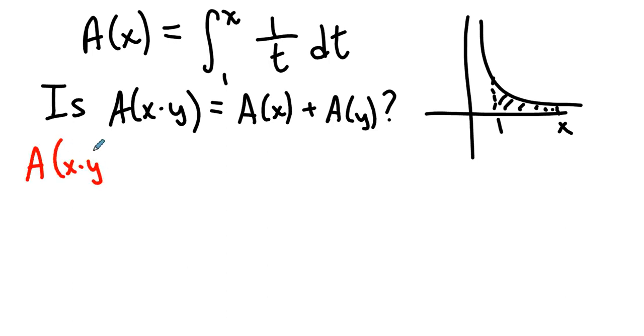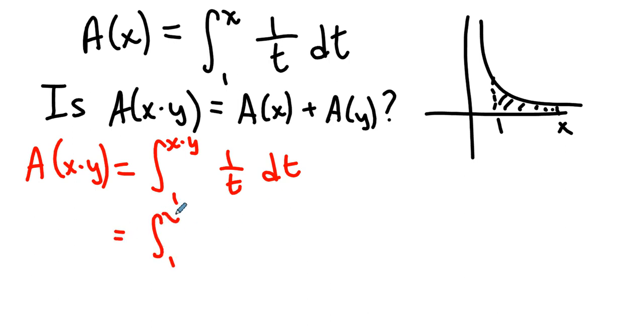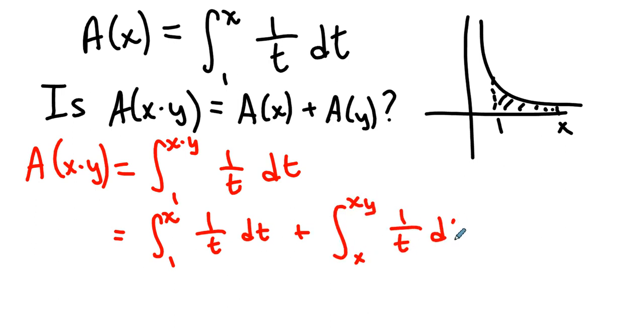What's a of x times y? It's the integral from 1 to x times y of 1 over t dt, right? But what's this? Well, this is the integral from 1 to x of 1 over t dt plus the integral from x to x times y of 1 over t dt. I mean, that's a property of integrals we know. Integral from here to there, integral from there to the other is integral from here to the other, right? That's Calc 1.